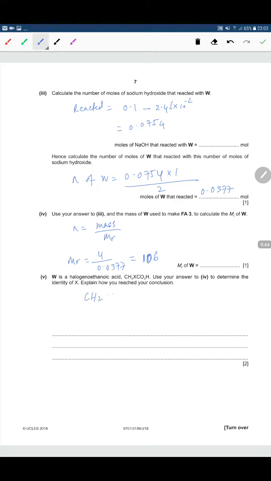So CH2XCOOH equals 106. So if we subtract every part there, 12 plus 2 plus X plus 12 plus 16 times 2 is 32, plus 1 equals 106. So X is evaluated to be 106 minus the remaining, minus 12 minus 1. So I think I've obtained 47 there. Then you can use 47 and see which element is closest to it from the periodic table, right?